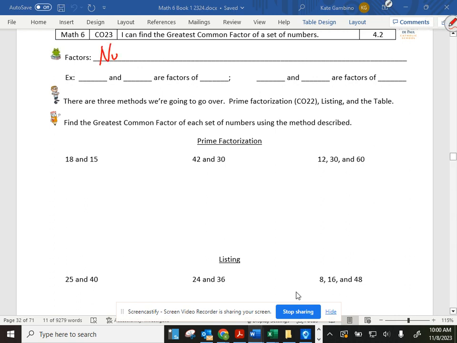Factors are numbers that go evenly into a given value. So we can't end up with decimals, right?